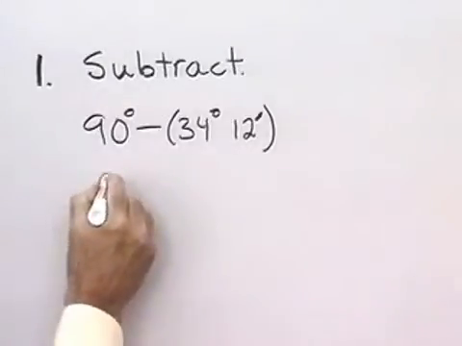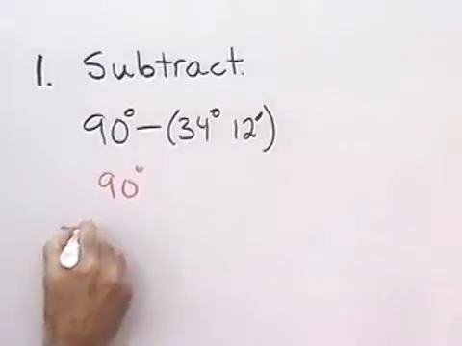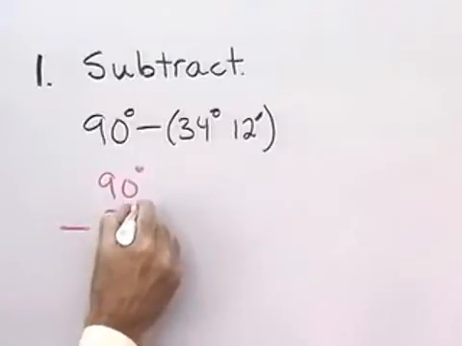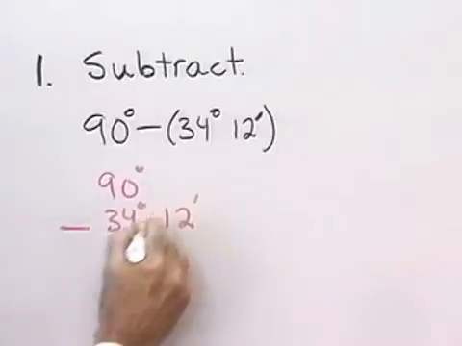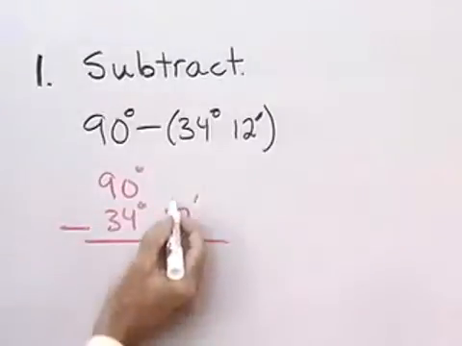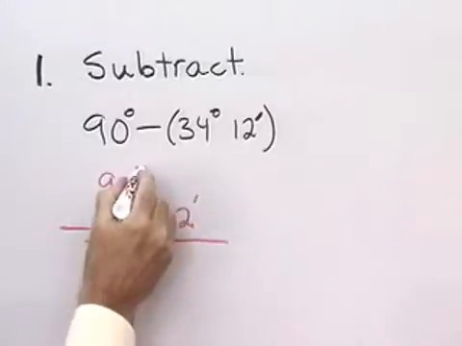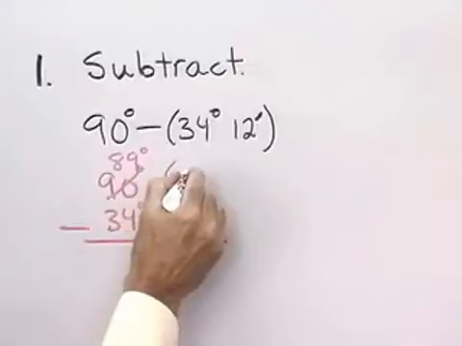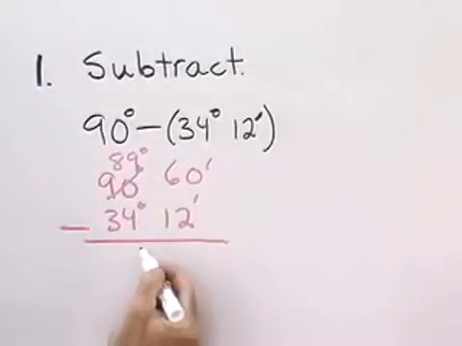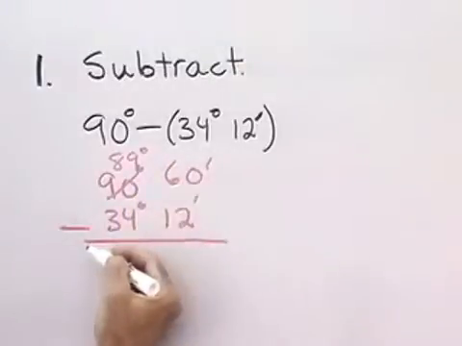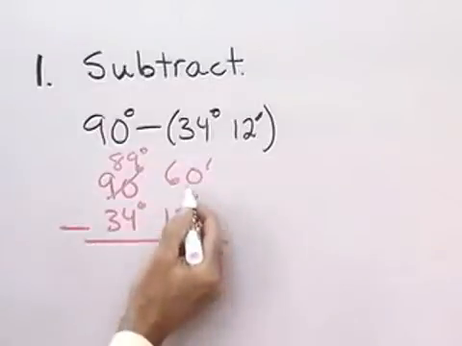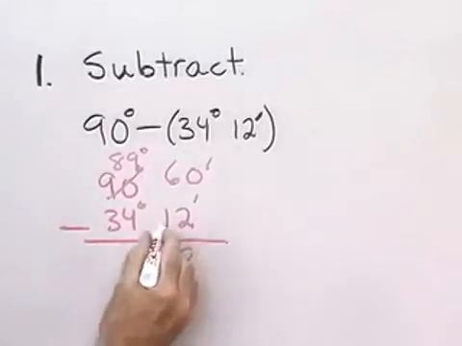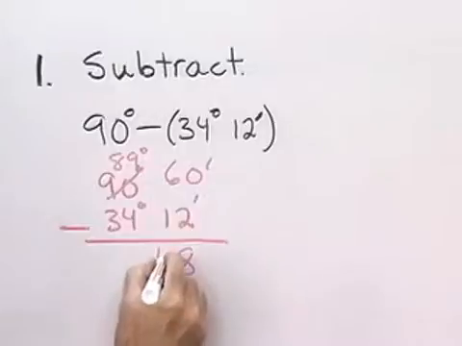So I'm going to set it up this way vertically, 90 degrees, and then I want to subtract 34 degrees 12 minutes. Well, I need something to subtract in the minutes column, so I'm going to borrow 1 degree, so this would be 89 degrees, and I'll write my 1 degree as 60 minutes, because there's 60 minutes in every 1 degree.